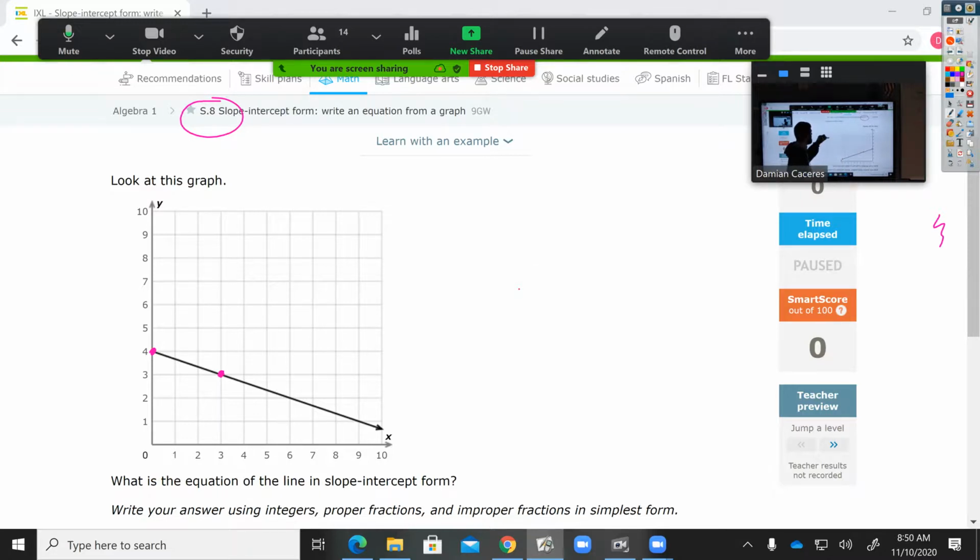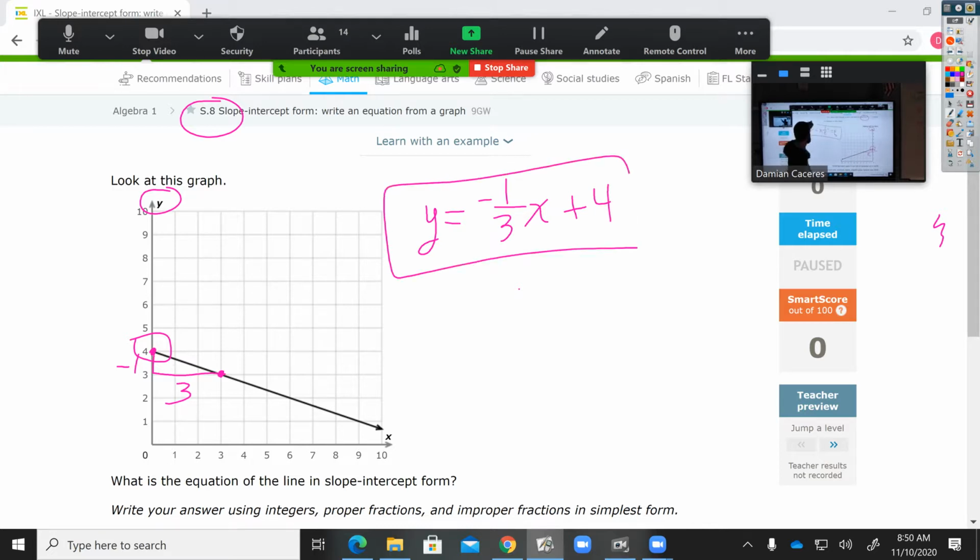So now all we have to do is go up and right or down and right. In this case, we're going to go down and right. So we went down 1 box, that would be negative 1, and right 3 boxes is positive 3. So right now we have y equals negative 1 over 3x. The only thing missing is the y-intercept. Where does that black line touch the y-axis? On positive 4. Same exact way. Any questions so far?